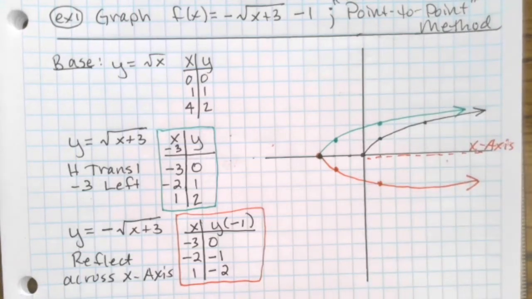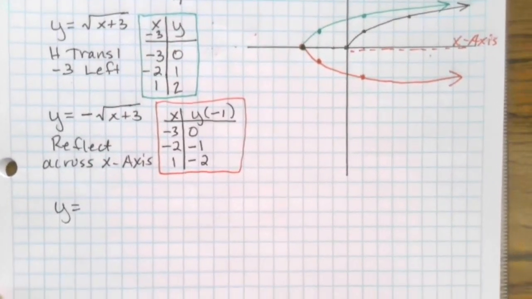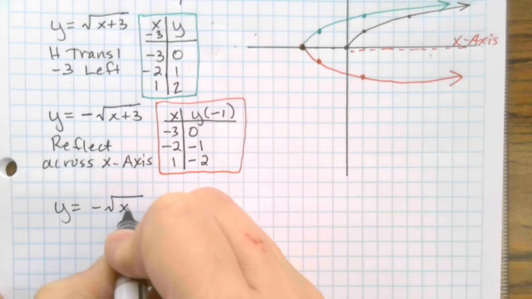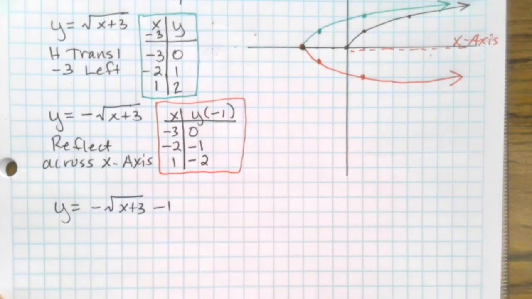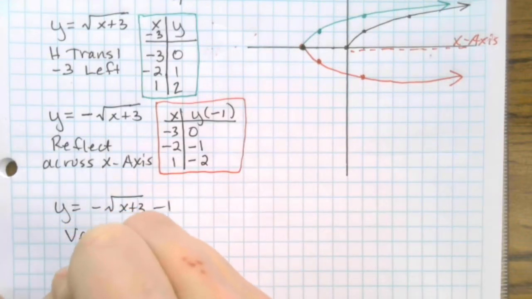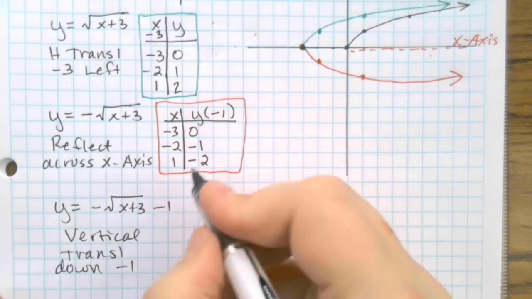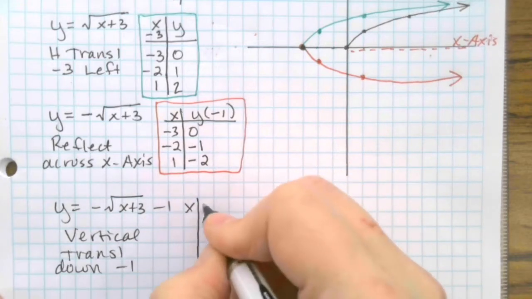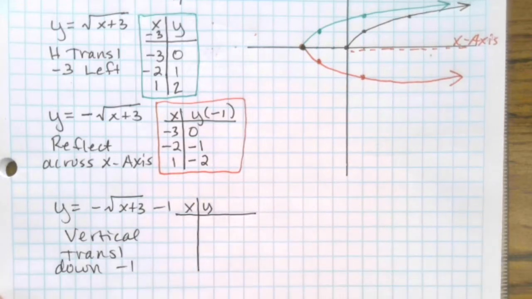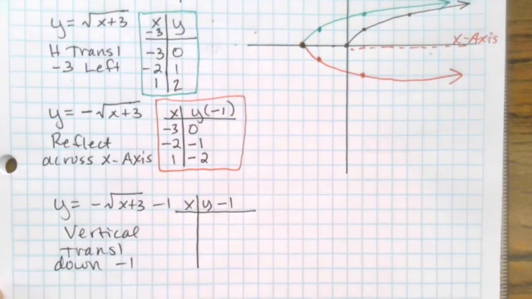Okay, so the last transformation that we have is in the y direction. So y equals negative radical x plus 3 minus 1. So this is a vertical translation down -1. So all of the y's, we're going to subtract 1 because we're going to translate this down.